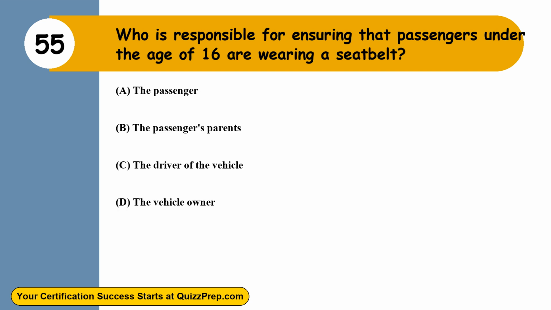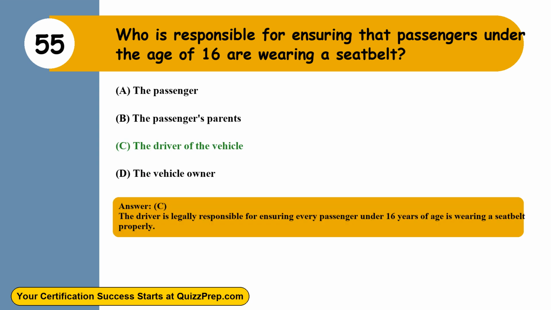Question 55. Who is responsible for ensuring that passengers under the age of 16 are wearing a seatbelt? Option A, the passenger. Option B, the passenger's parents. Option C, the driver of the vehicle. Option D, the vehicle owner. The correct answer is option C, the driver of the vehicle. The driver is legally responsible for ensuring every passenger under 16 years of age is wearing a seatbelt properly.